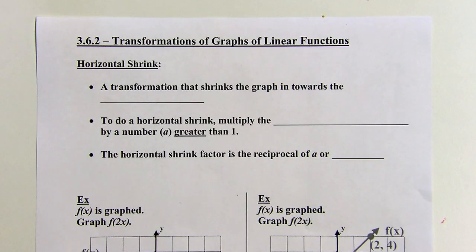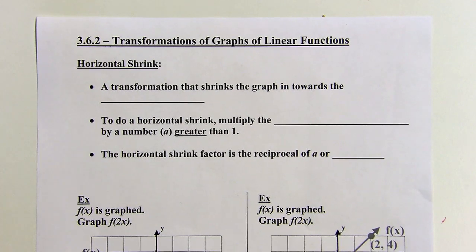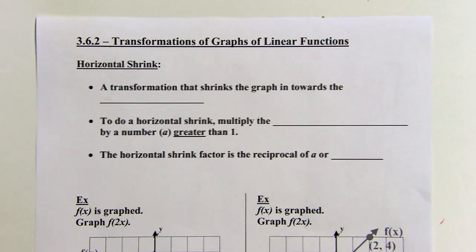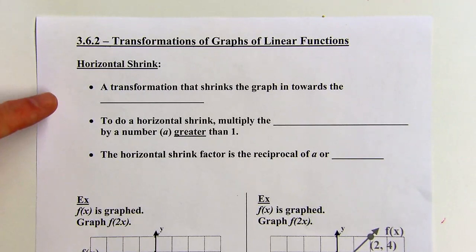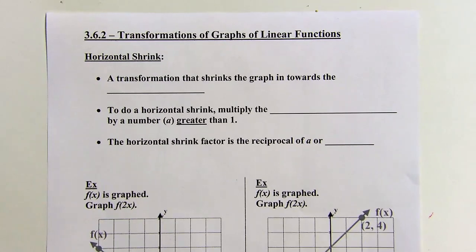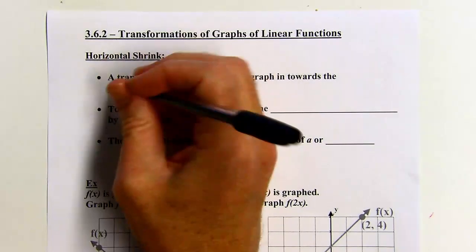Okay, here's the second part of 3.6. Still doing transformations of graphs of linear functions, and here I'm going to look at horizontal and vertical stretches and shrinks. In the first part we did translations and reflections. So a horizontal shrink is a transformation that shrinks the graph towards the y-axis.